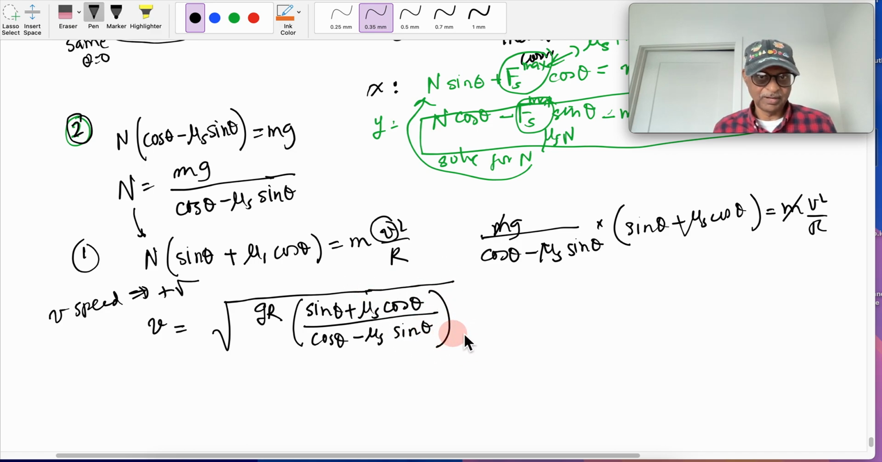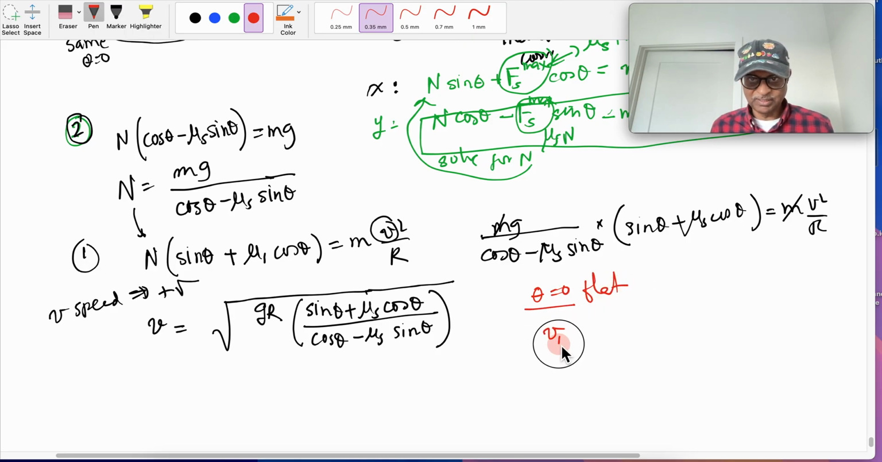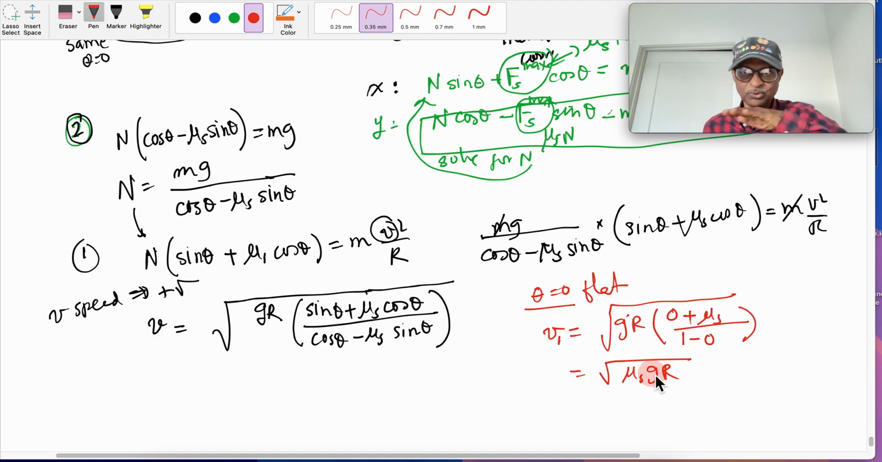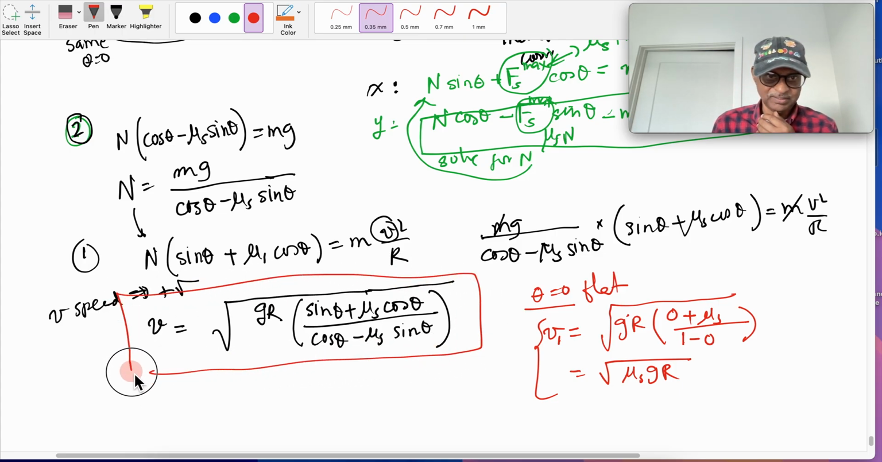So that's the answer. So let's see what happens when theta equals 0, the flat road case. So v squared is g r times 0 plus mu s times 1, over 1 minus 0. So this will be the square root of mu s g r. So even on a flat road, if you have sufficient friction, you should be able to drive around at a speed less than this. Of course, for different angles, you're going to get different values for v. All right. So this is the more complete answer.